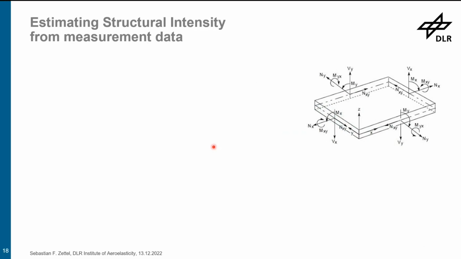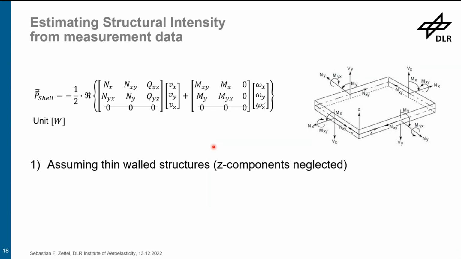So usually to estimate structural intensity, it is common to use shell elements, because here the measurement from the surface of the structure gives you enough information to estimate the structural intensity. Here you see the equation I showed you on the previous slide, but adapted for shell elements. You also see here that we use the forces and not the tensions. So this results in the power flow and not the intensity anymore.